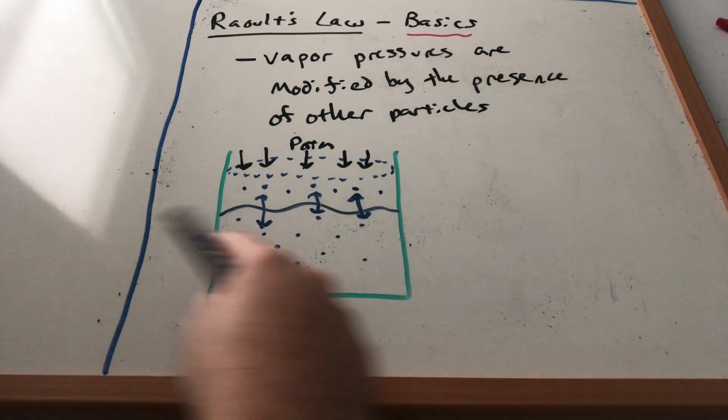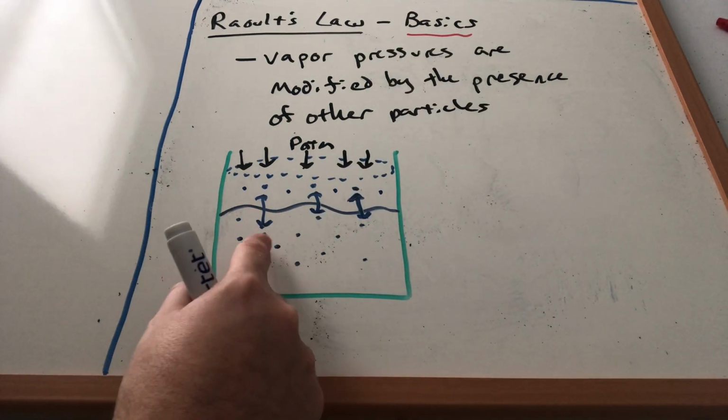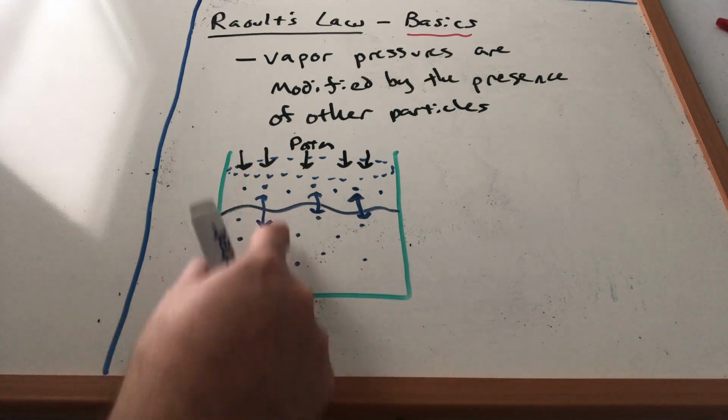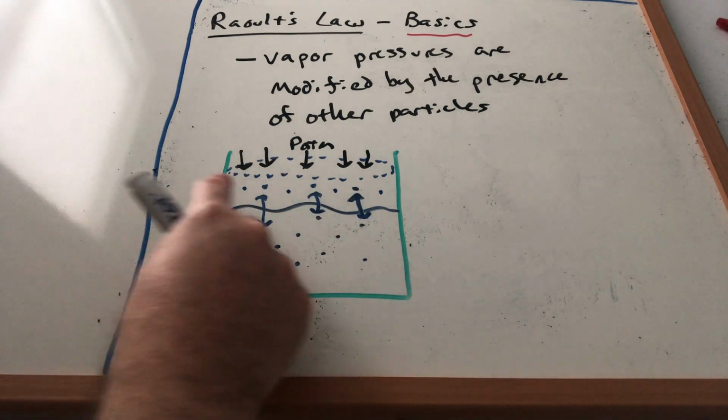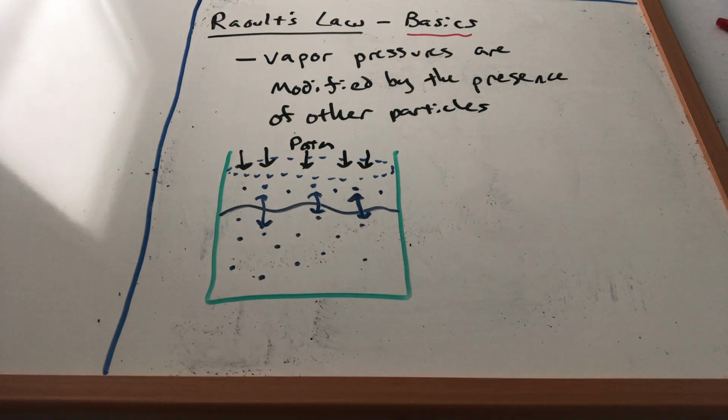We know that as we increase temperature, vapor pressure goes up because we're adding more kinetic energy, which means that we're making more of these go into that gaseous phase. And then more particles in that gaseous phase means more vapor pressure. So what happens when we have a mixture?